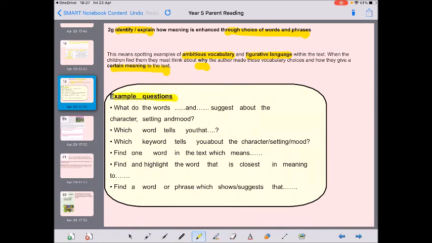Example questions. What do the words and suggest about the character, setting and mood? Which word tells you that? Which keyword tells you about the setting, character and mood? Find one word in the text which means. Find and highlight the word that is closest in meaning to, and find a word or phrase which shows or suggests that.